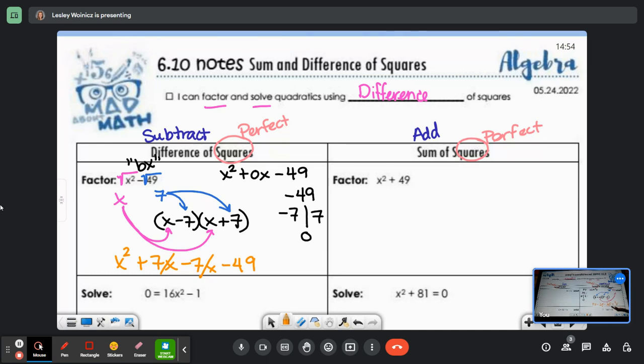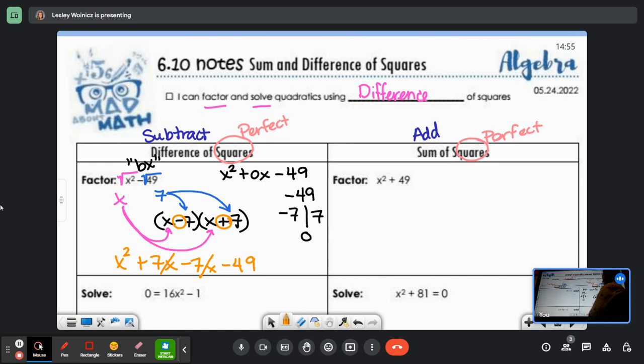Cool? Okay, so that is our trick. We take the square root of the first term and put that in the first spot in our binomials. We take the square root of the second term, that goes in the second spot, and then we have to have a minus and a plus, it doesn't matter what order, because we need the middle terms to cancel, and that's the pattern.